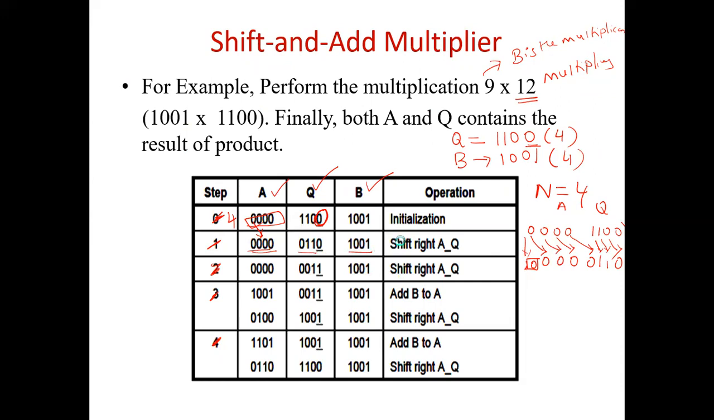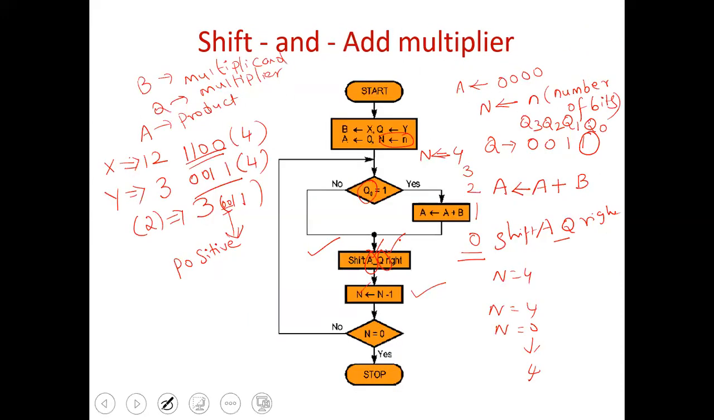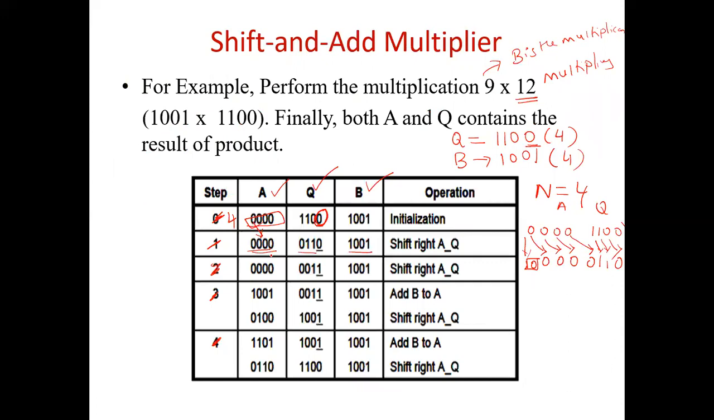Once I perform the shift operation, I have to decrement my N, so my N value becomes 3. If N is equal to 0, I will stop; else I have to repeat the process. Repeating the process means again I check my Q naught. Again my Q naught is 0, and Q naught equal to 0 means just shift alone.